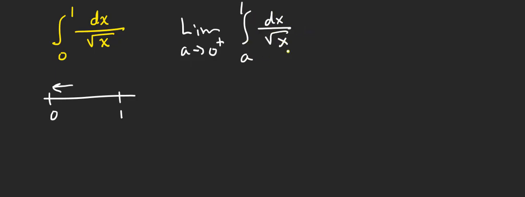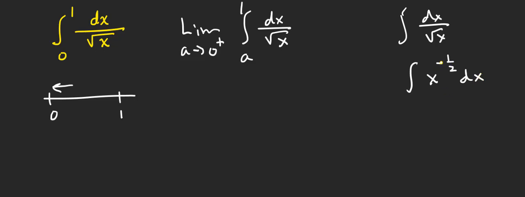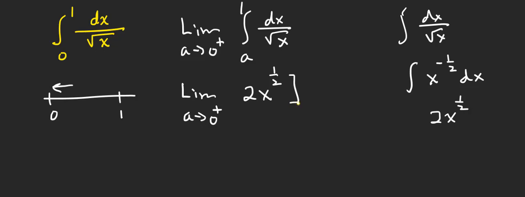Now let's just focus on the integral of dx over radical x, which is the same thing as the integral of x to the negative 1/2 dx. How do you find the antiderivative of that? It's going to be x to the 1/2 divided by 1 over 2, which is the same thing as multiplying by 2 on top. So this is the same thing as the limit as a goes to 0 from the right side of 2x to the 1/2 from a to 1.